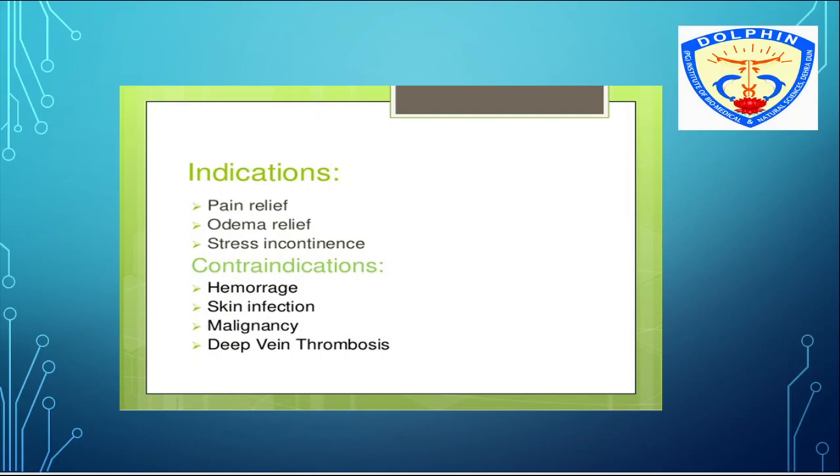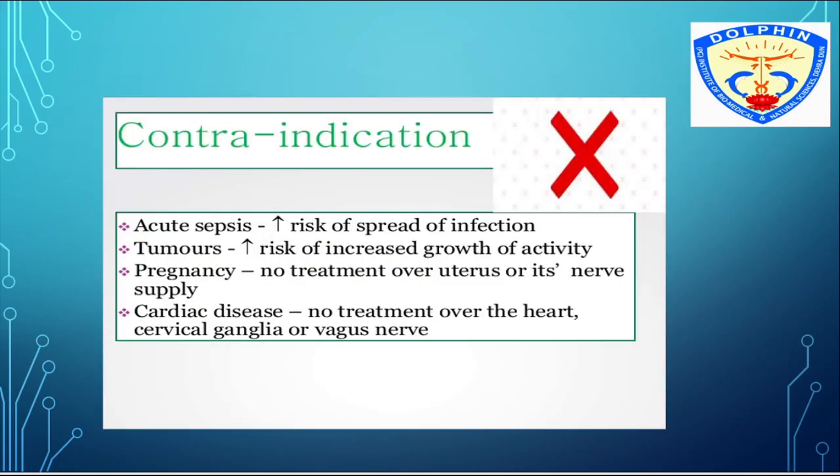A contraindication is hemorrhage. In case of hemorrhage, we can't use it. Skin infection, malignancy, or deep vein thrombosis: if there is clotting in or around your arteries, then we can't use it. If thrombosis formation is there around your arteries, then we can't use this IFT therapy. In case of acute sepsis, the risk of infection can be there, so in case of acute sepsis we can't use it. We don't give this therapy to the patient.